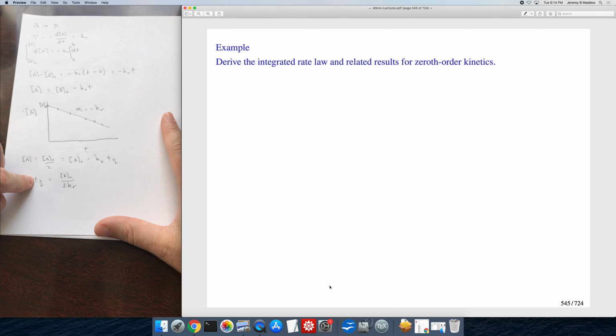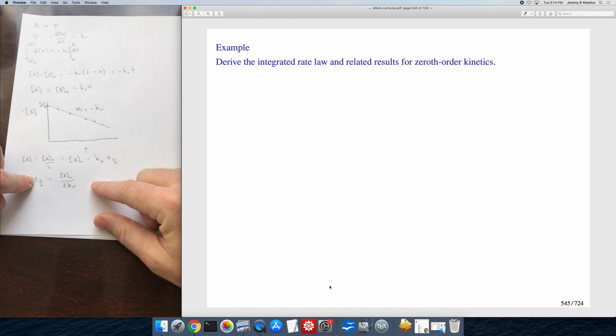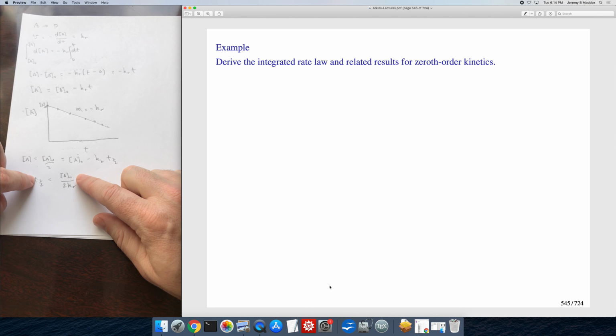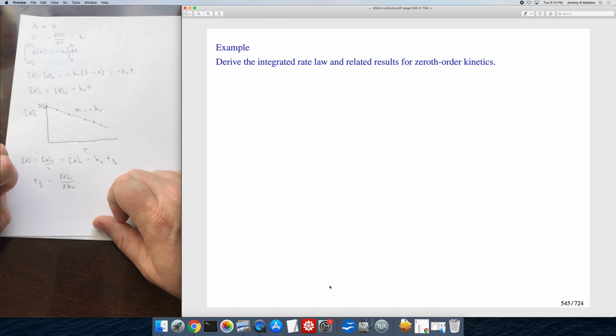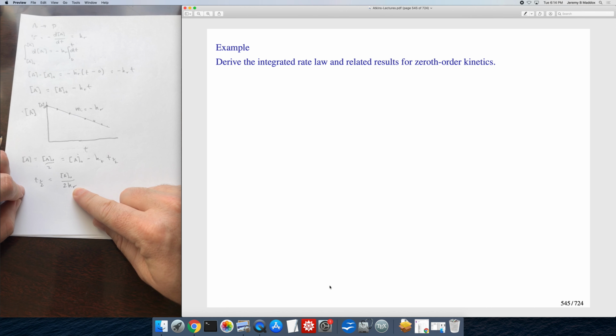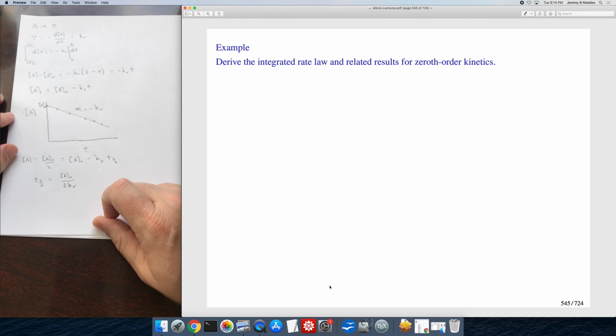T1/2. And for zeroth order kinetics, what you find is that the half-life time increases with the concentration of A0. So the more you start with, the longer the half-life time. Conversely, the larger the rate constant, the shorter the half-life time. In general, large rate constants mean fast reactions, and small rate constants mean slow reactions.